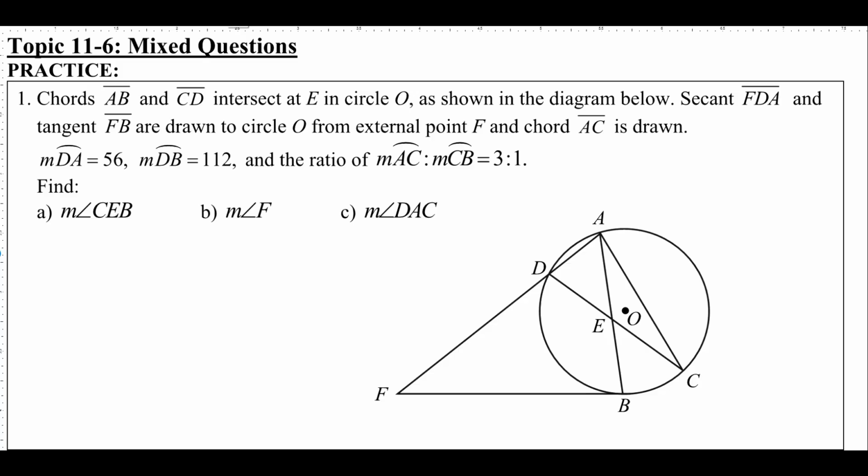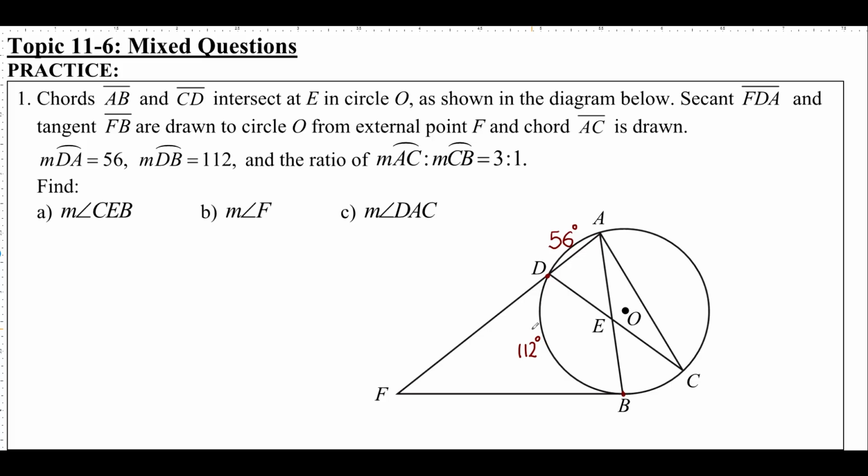Okay, number one, we have a chord ABCD and secant FDA. This is a secant, and this is a tangent. Now let's find three questions. The measure of arc DA is 56 degrees. The next one is the measure of arc DB, from here to here, also 112 degrees.